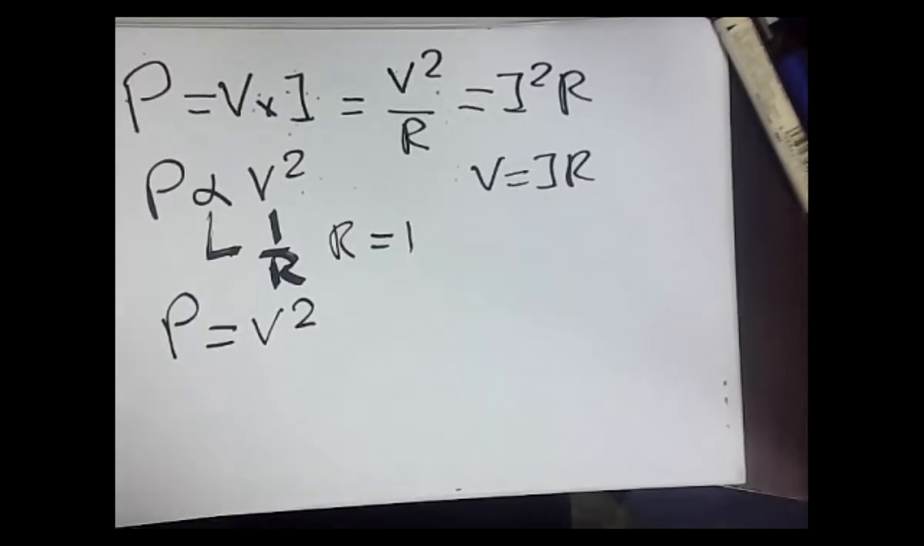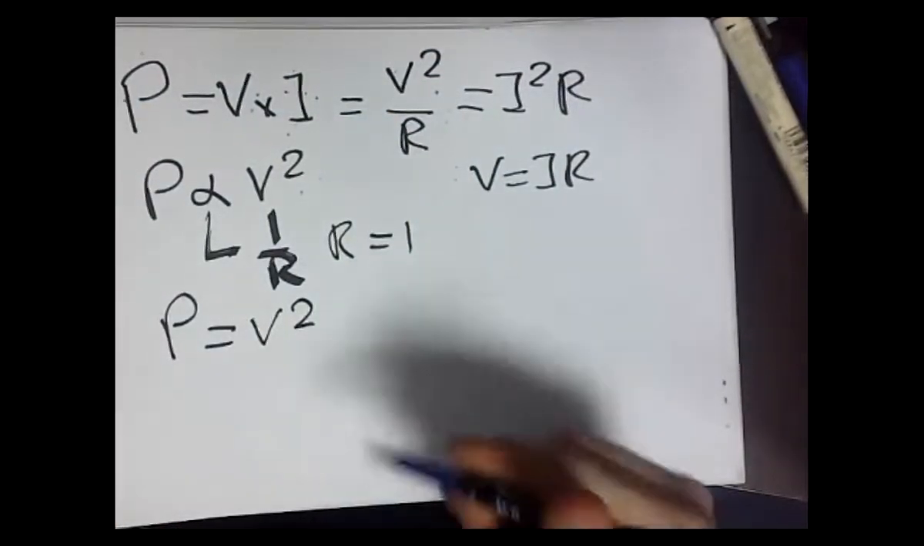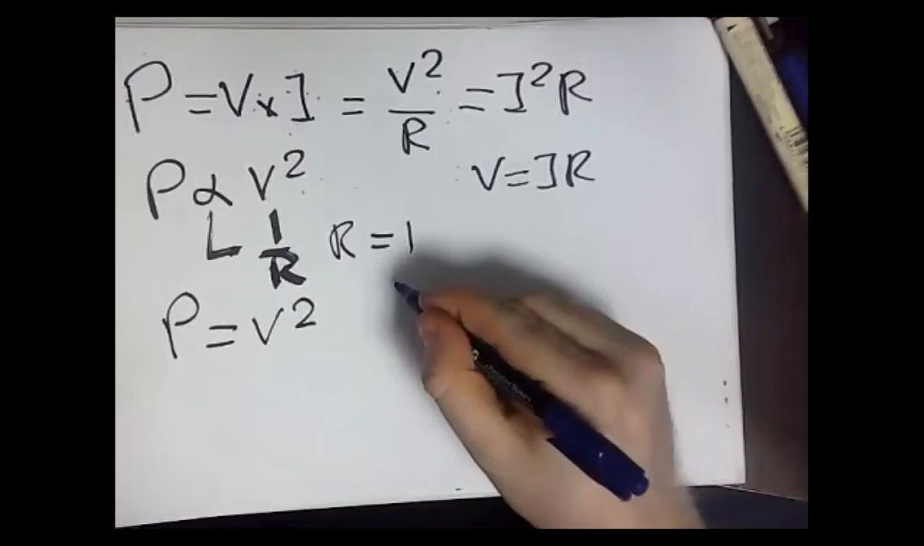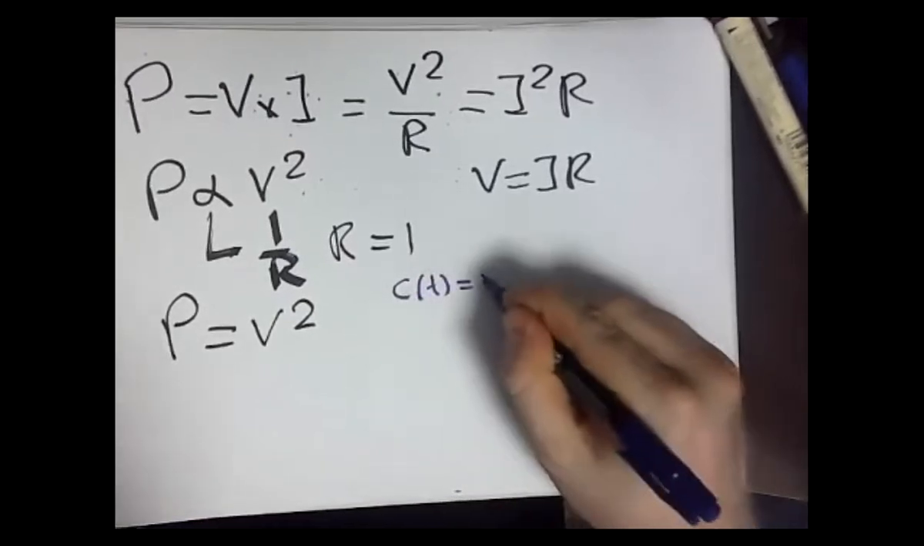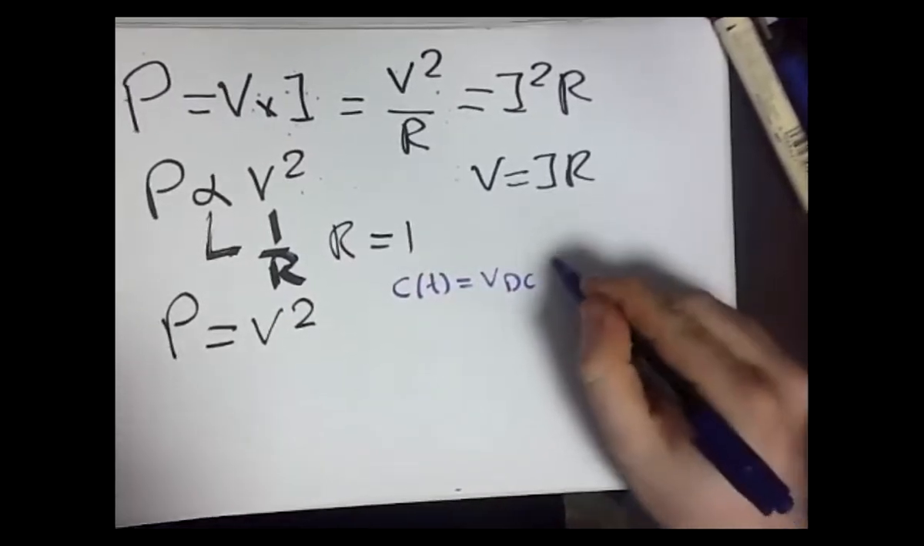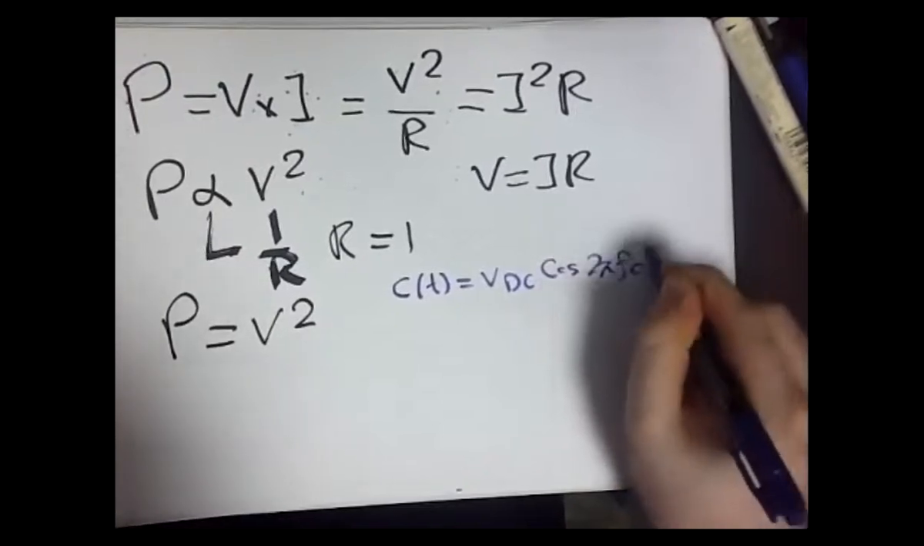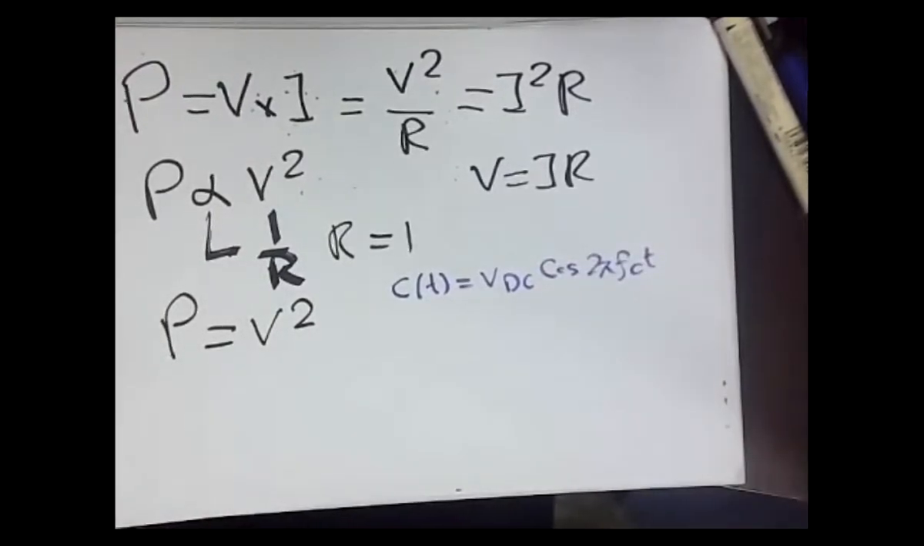Now, the next question is, do we deal with an exact deterministic signal? I believe that all of you know the sinusoidal signal. For example, when we are dealing with a carrier, let's start with the carrier. We can say that our carrier equals V_DC cosine 2 pi f_c t. This is our carrier, for example.